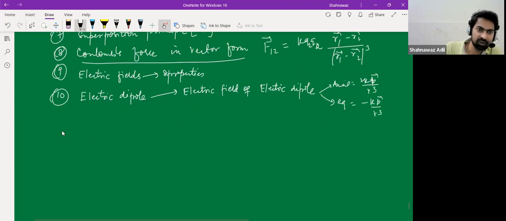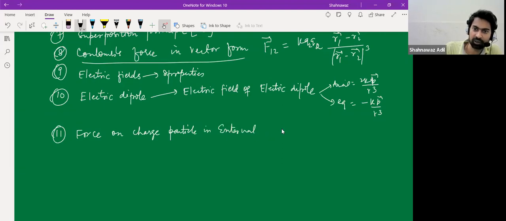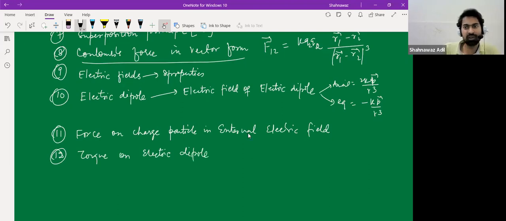And then we learned about the force on a charged particle in an external electric field. Right, and then we learned about the torque on an electric dipole. So please revise those portions. You need to keep revising, then you can remember. Otherwise, you will forget whatever you have learned so far.